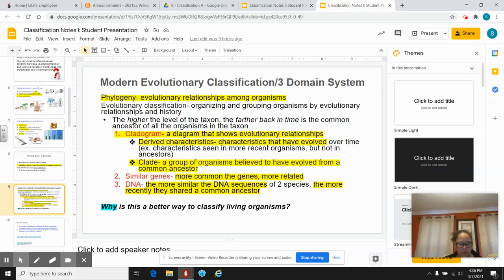We can use some tools. Once we know what those relationships are, we can use a cladogram. We're going to be doing a lab on this. We use cladograms, which are diagrams, to visualize what these relationships are. You should think of it like a tree.